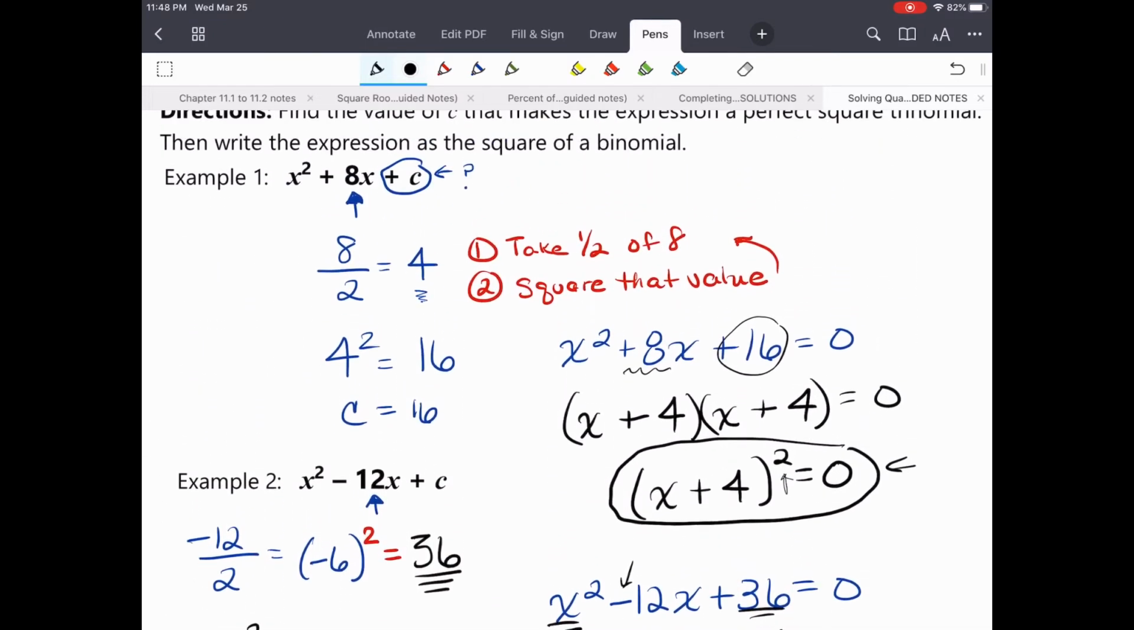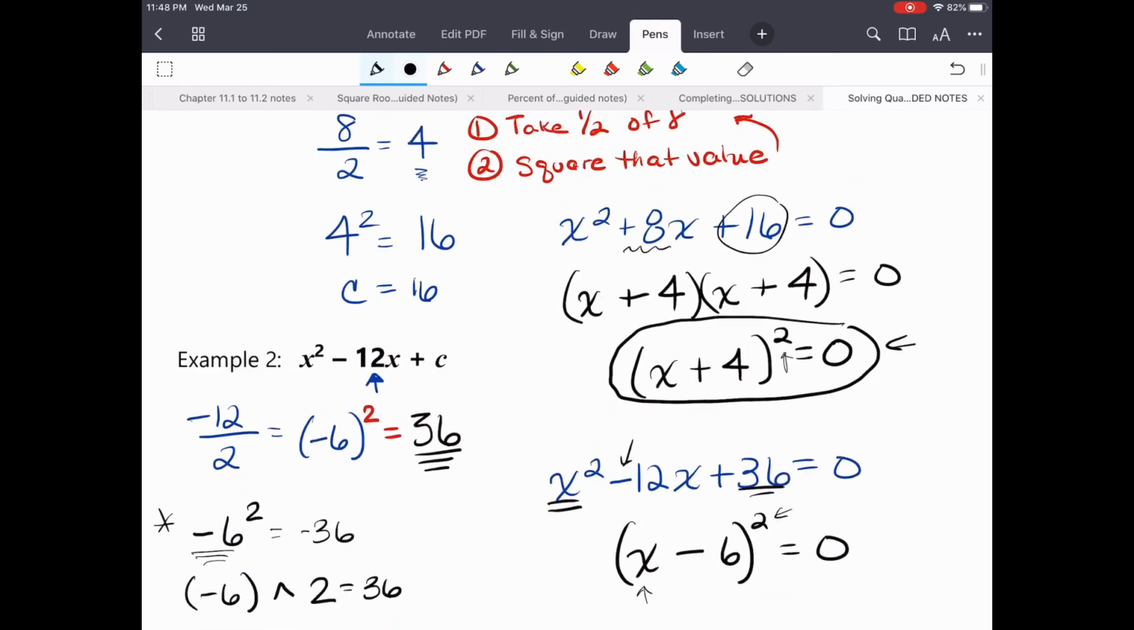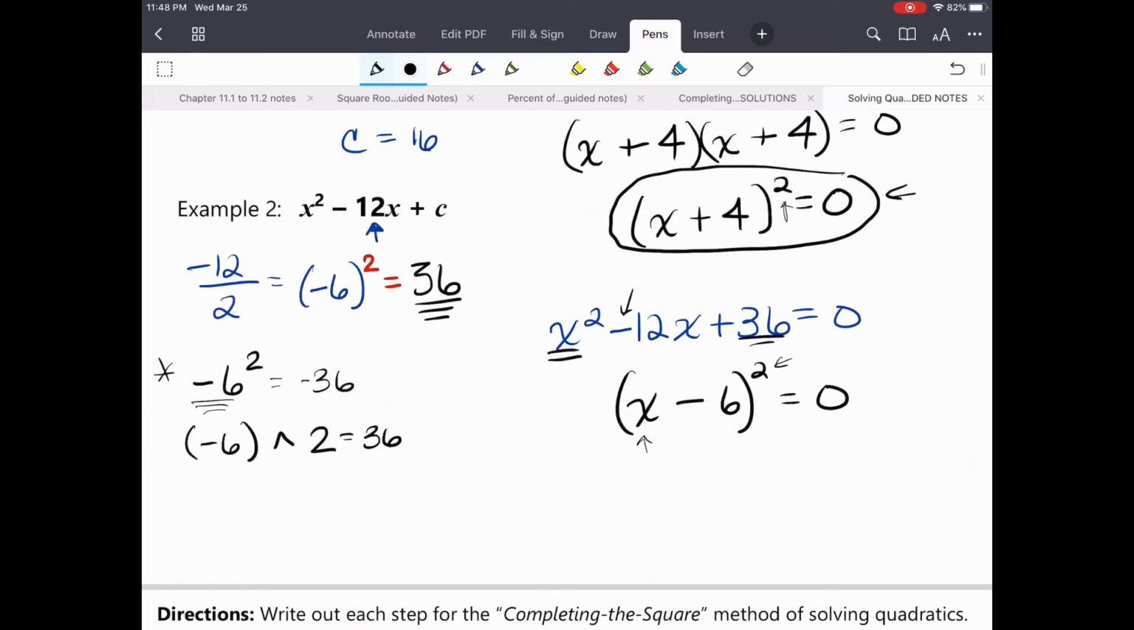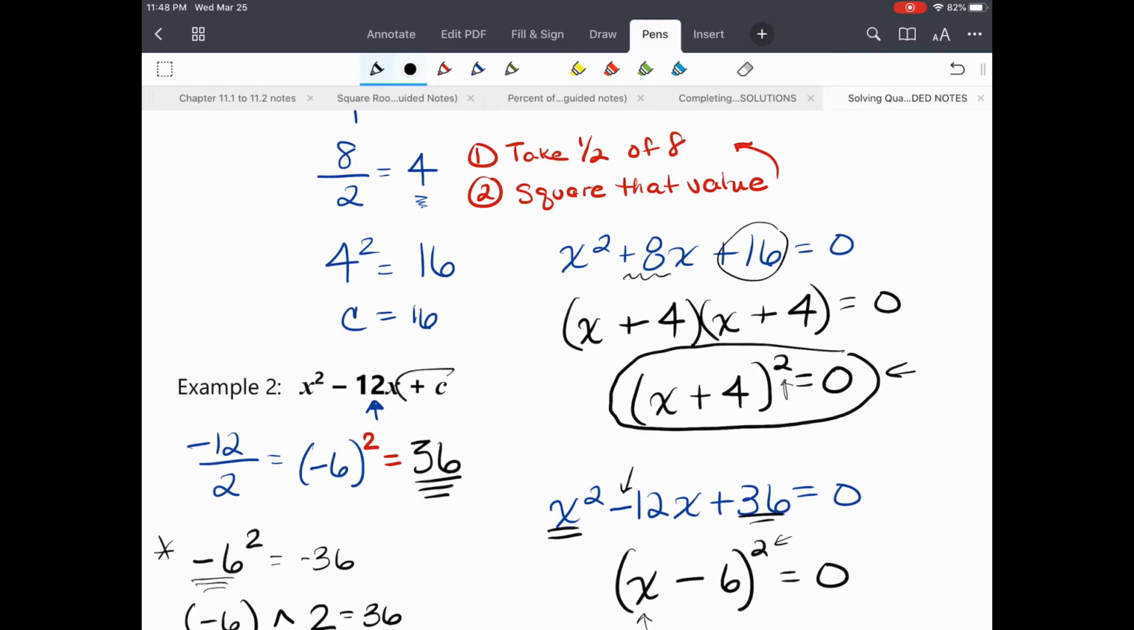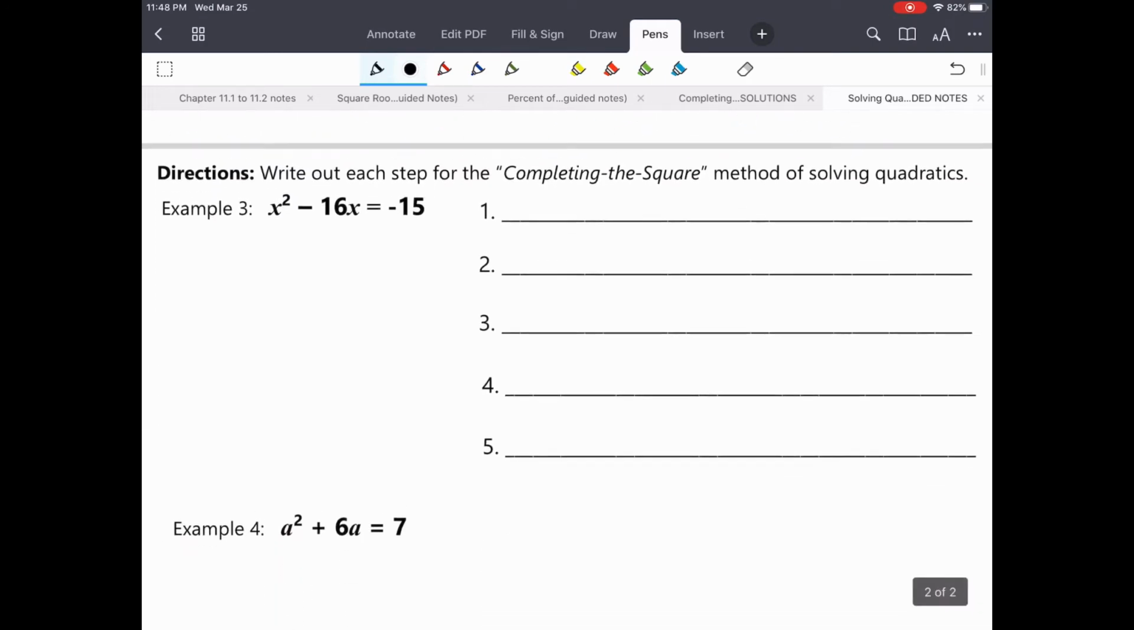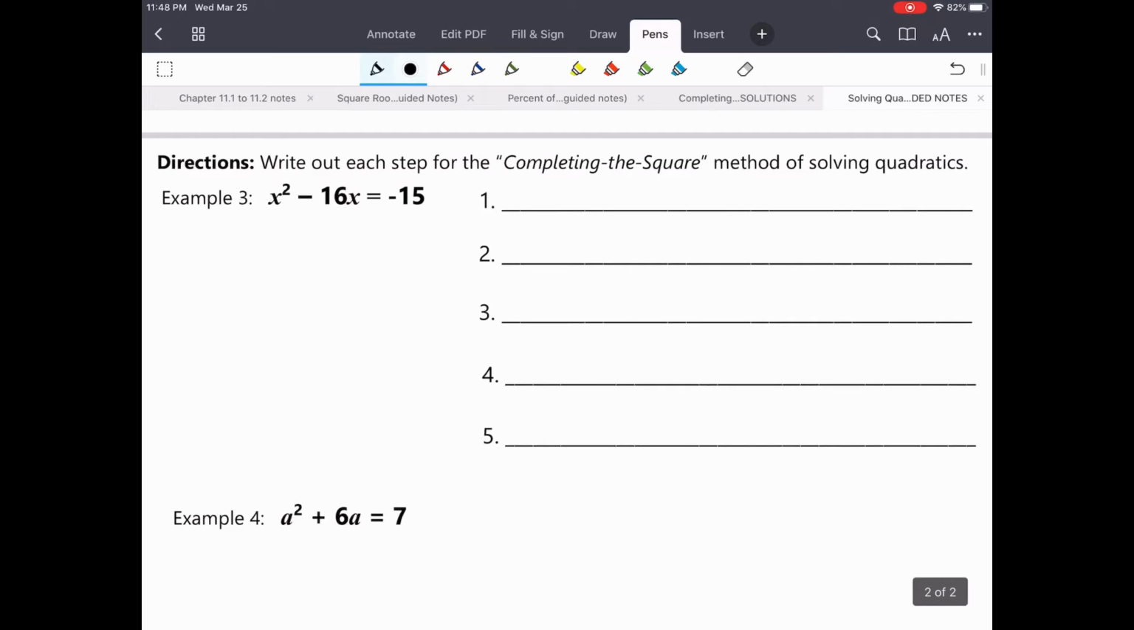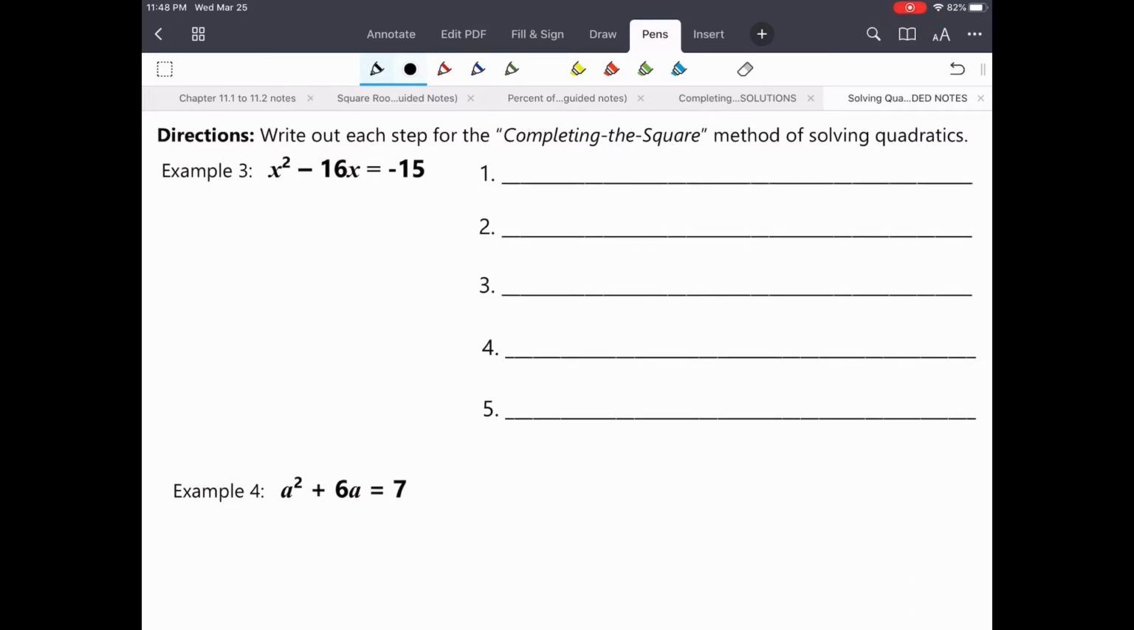So essentially, for those first two examples, we were making PSTs. All right? So it's like, what can this value be so that we get a PST? And now this next one right here, the directions say write out each step for the completing the square method of solving quadratics. All right, so I'm going to go through this.